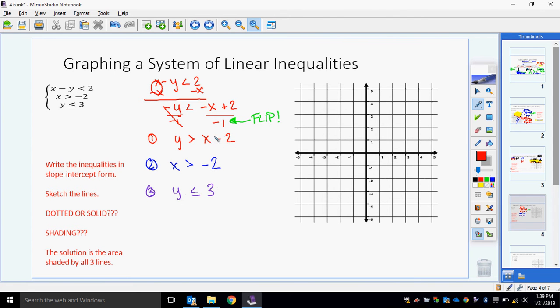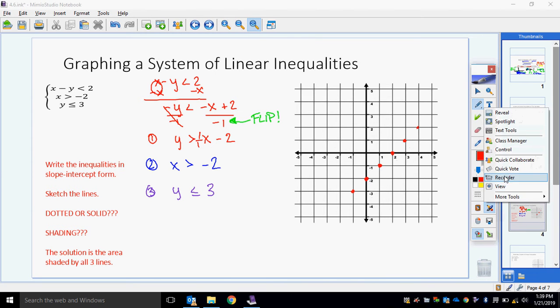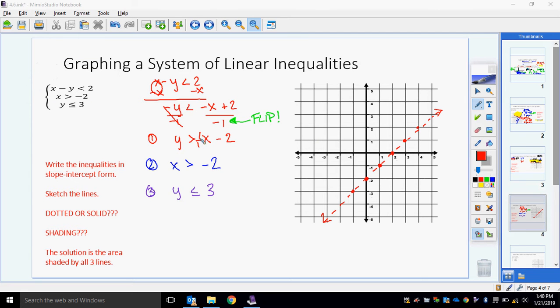So I would go to -2 for the red line, and the number in front of x is a 1, so it's a 1/1 slope. And how would I connect these, solid or dotted? And yes, that would be a dotted because it's not an or equal to. Then let's do the blue line. This is x is greater than -2, so it's crossing the x-axis at -2. It's a vertical line. And this is not a solid line. This would be a dotted line.